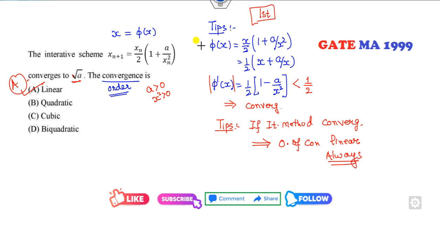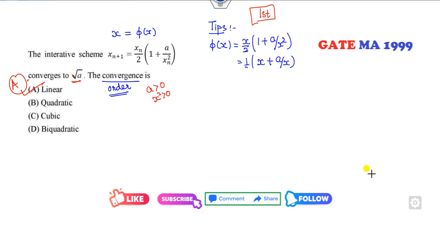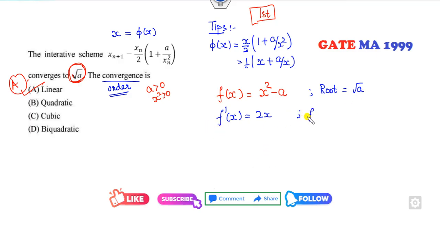There is one more method that I can tell you here. The second method is, you can find the value of f(x) first. Since it converges to the root of a, my function is x square minus a. Now find the derivative of the function. The root is root of a. Now find the first derivative at the point root a. What is the value of this? It is 2 root of a, which is always non-zero, because a is non-zero.